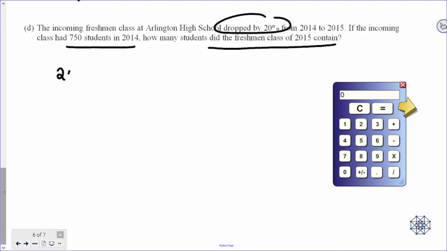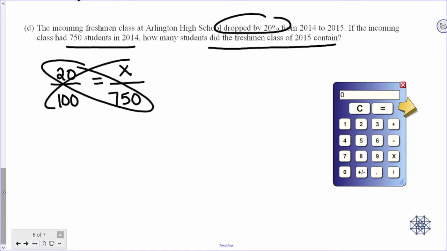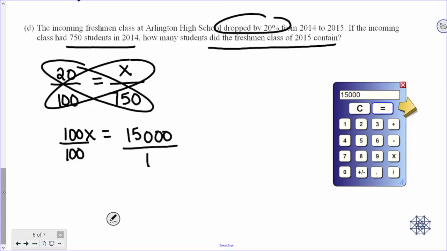So we know that we've got 20 out of 100, and we want to know what that is out of 750, all right? Because that's the number that our population is going to drop by. We're going to get 100x is equal to 20 times 750. Sorry that that kind of got a little bit blotted out there. And that's 15,000. And then I'm going to divide by 100. And I'm going to get x equals 150.